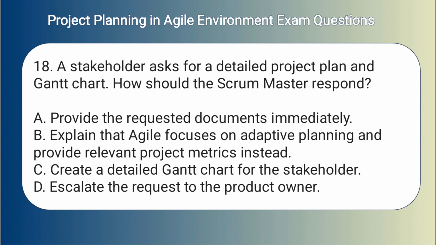18. A stakeholder asks for a detailed project plan and Gantt chart. How should the Scrum Master respond? A. Provide the requested documents immediately. B. Explain that Agile focuses on adaptive planning and provide relevant project metrics instead. C. Create a detailed Gantt chart for the stakeholder. D. Escalate the request to the product owner.